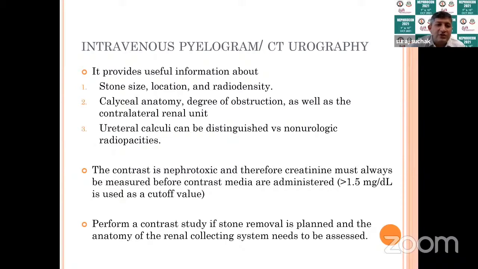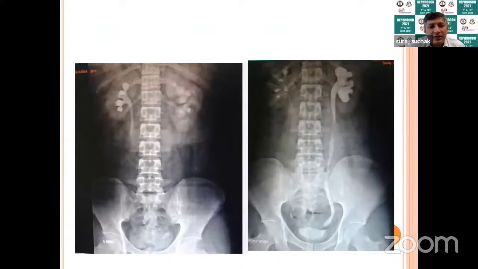If intervention is in the form of PCNL, then you can plan your punctures according to your CT urography. The contrast is nephrotoxic, and hence you should not do a CT urography or contrast study when the creatinine is more than 1.5. Here we can see the X-ray IVP.